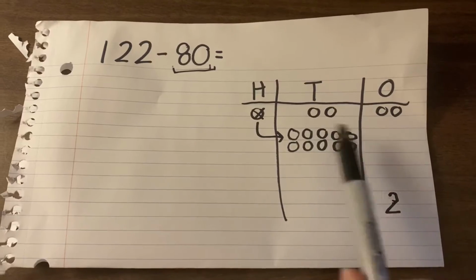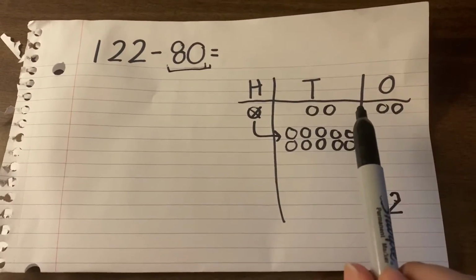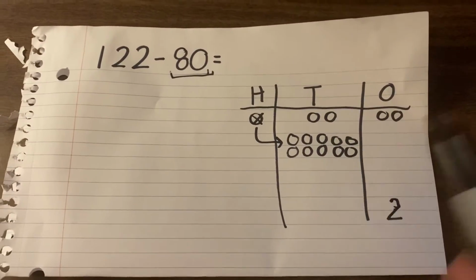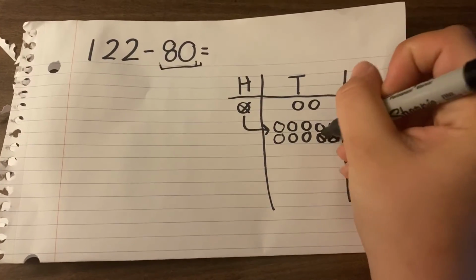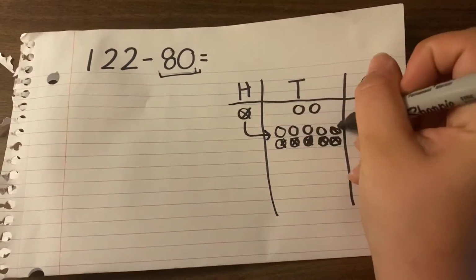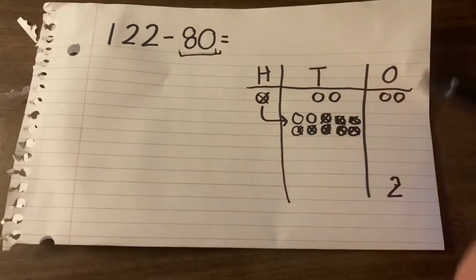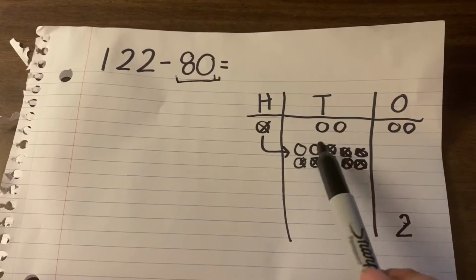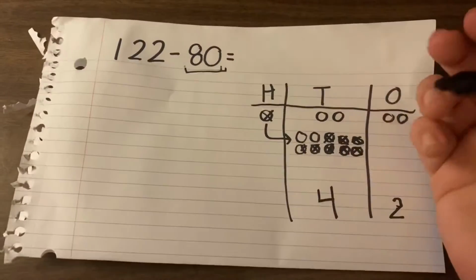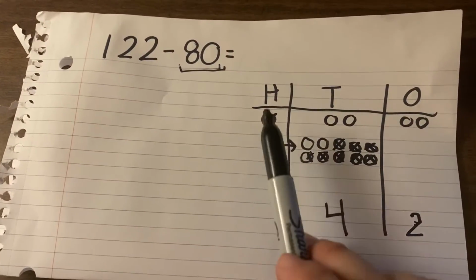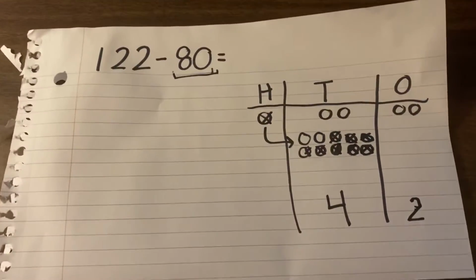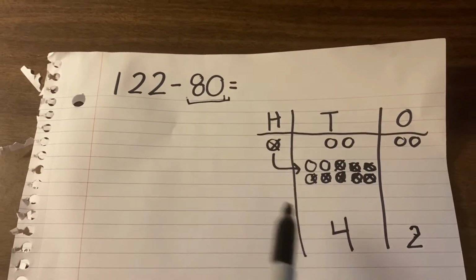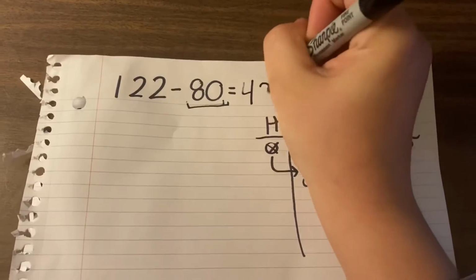So now altogether, I have 10 tens and 2 tens, that's 12 tens. Can I take away my 8 tens now? Yes, I now have enough tens to do so. 1, 2, 3, 4, 5, 6, 7, 8. 8 tens. How many tens does that leave us with? 1, 2, 3, 4. And I don't have any hundreds left over because they were unbundled and put over here. So the answer to my problem of 122 minus 80 is 42. We found that answer together.